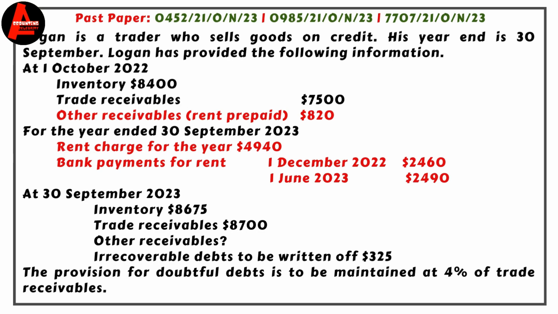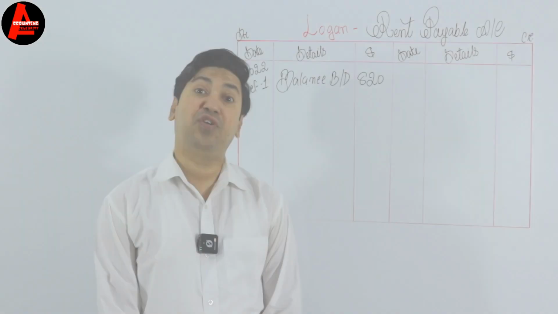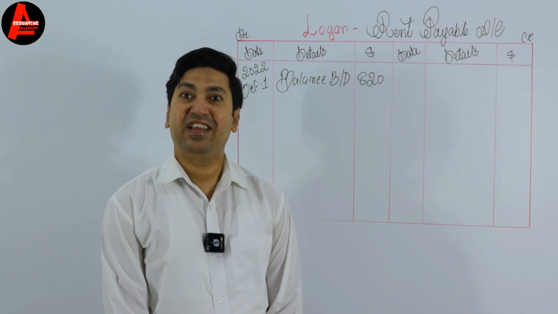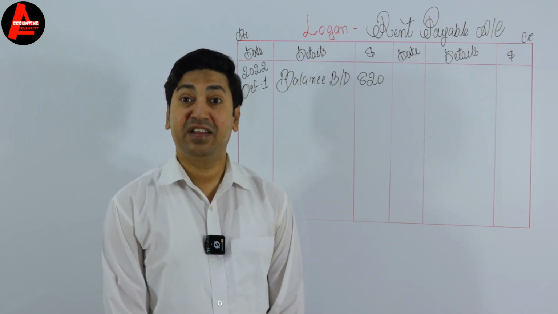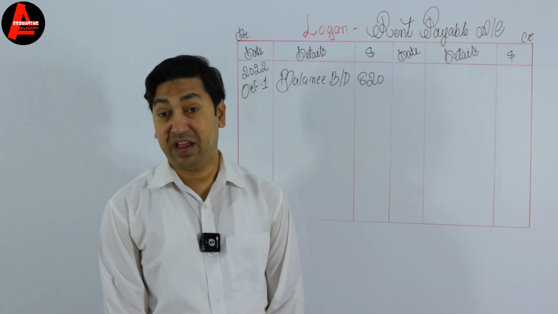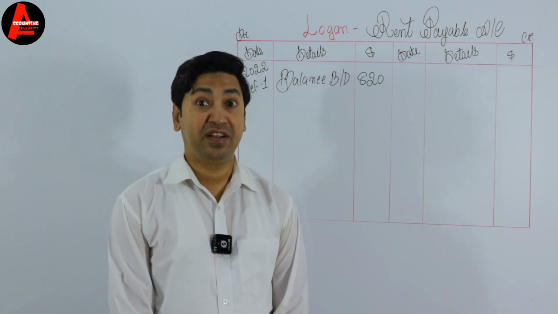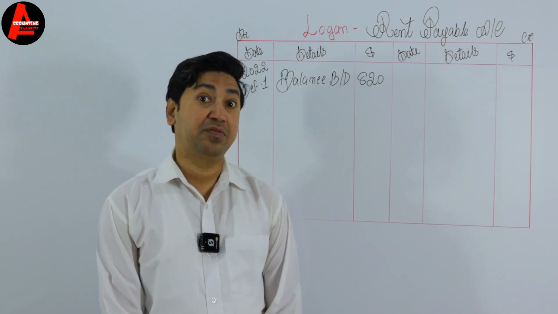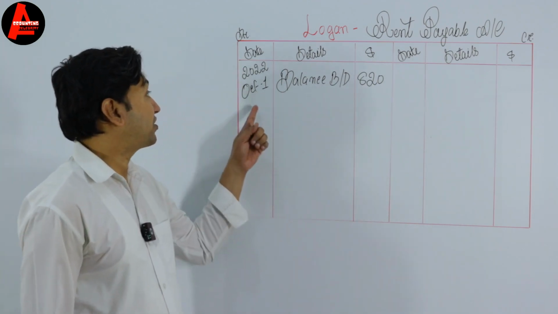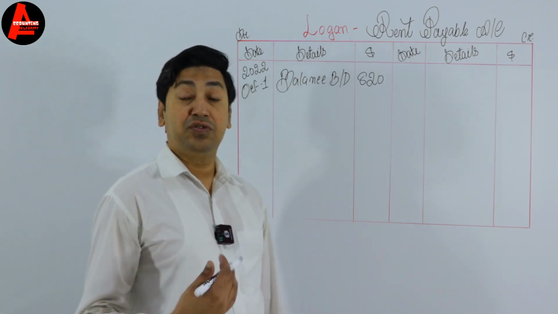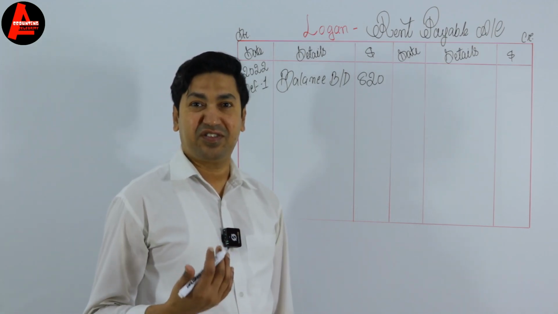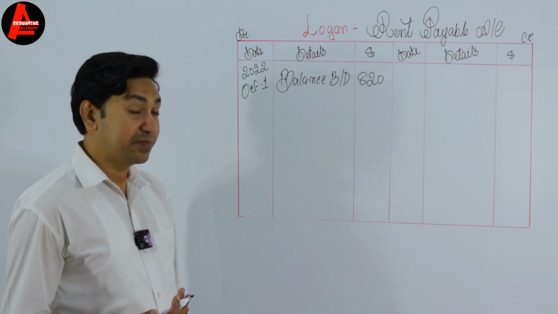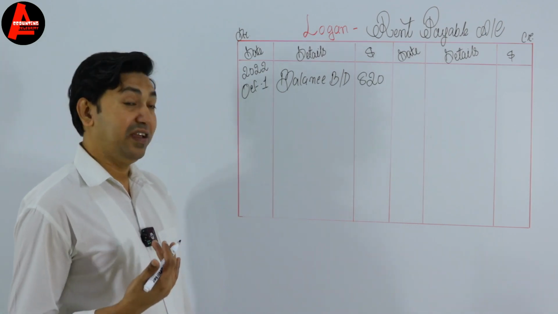Then in the question we have one more balance. It is for the year ended 30 September 2023. Rent charge for the year is $4,940. Rent is an expense, so we take this expense in the income statement. This amount is for the year, that means for this financial year, from 1st October 2022 to 30 September 2023.